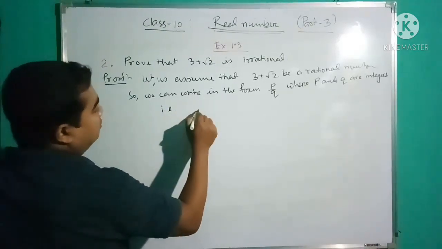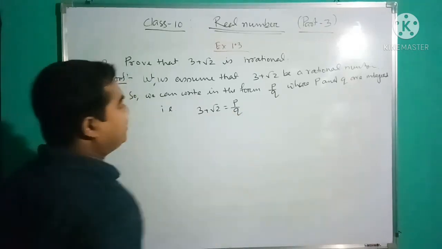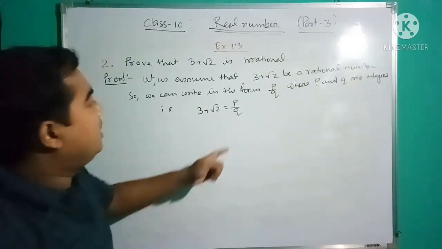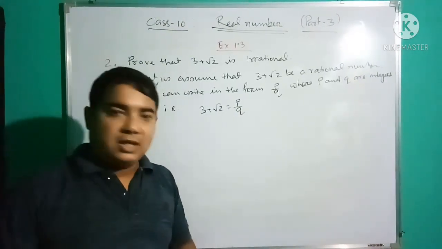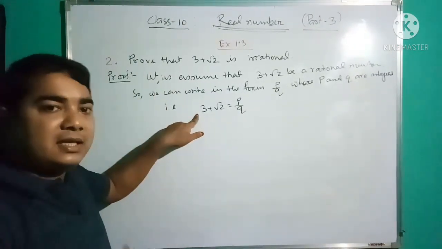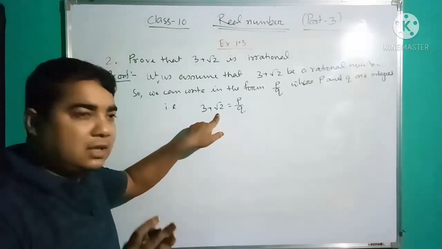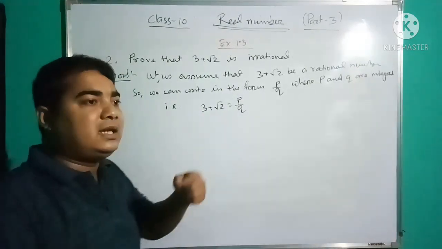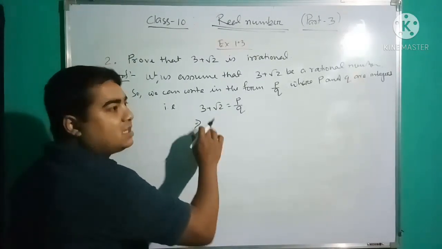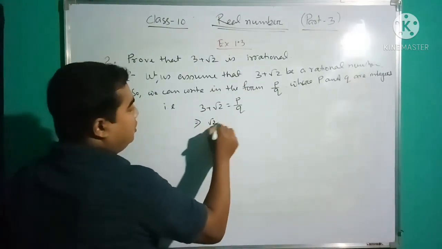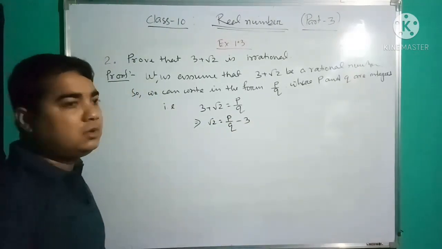That means 3 plus root 2 equals p by q. See, p and q are integers. We know integers are rational numbers. Similarly, 3 is an integer, so it is a rational number. But root 2 is an irrational number. So all rational numbers we write on one side. That means 3 is transferred to the right side. So root 2 equals p by q minus 3.